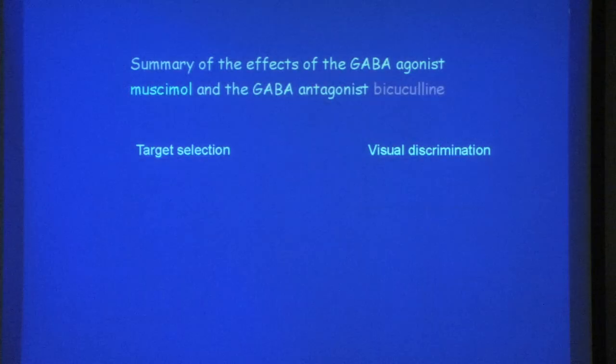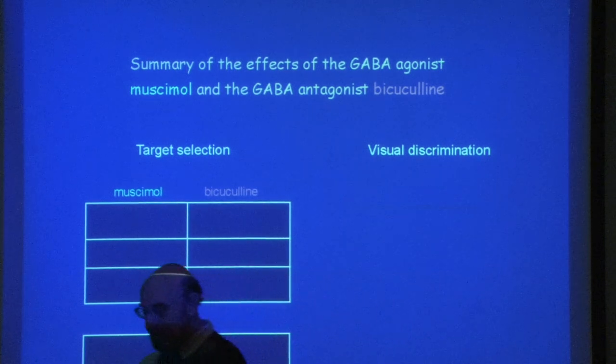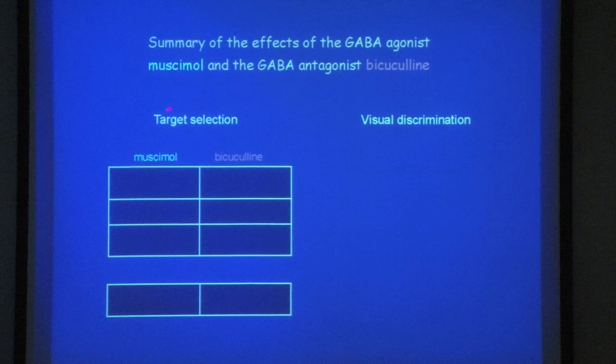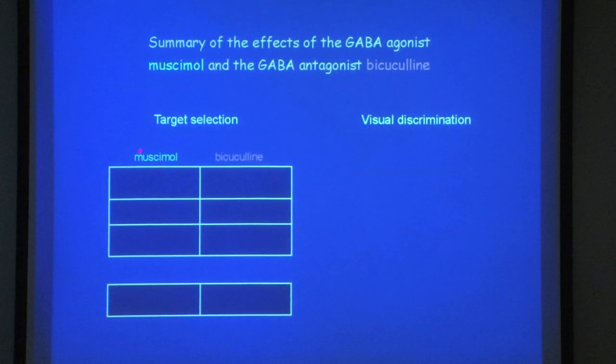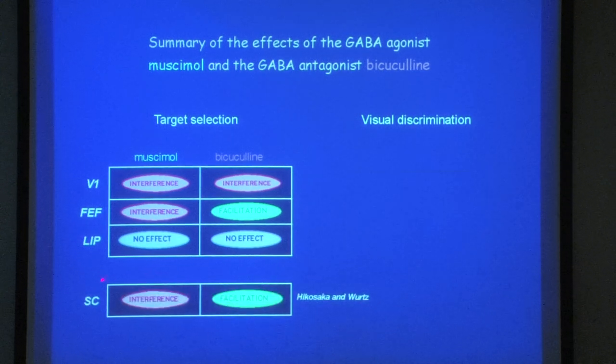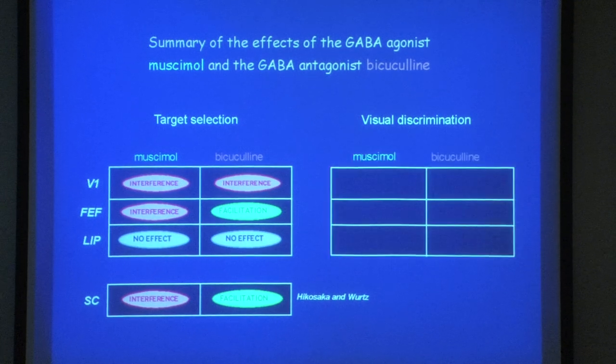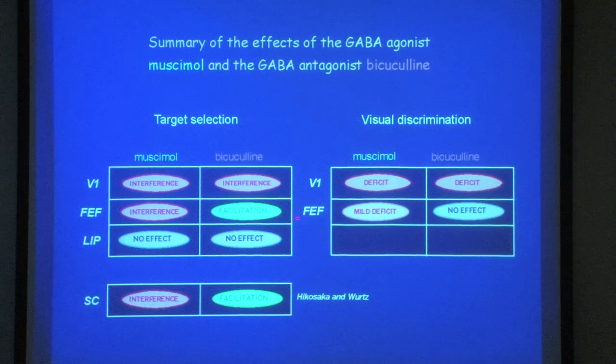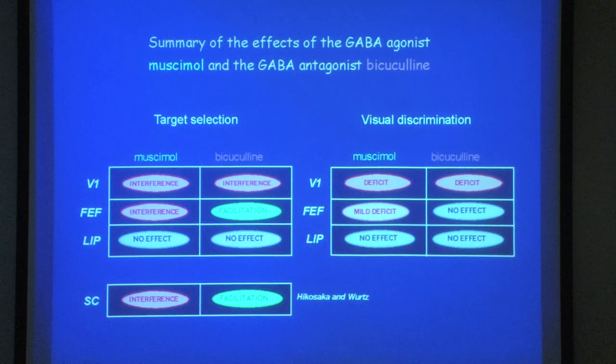So what this then says, to summarize, is the following. We talk about target selection, which was a two-target task, and the visual discrimination, which was the auditory task. And here we have muscimol, and here we have bicuculline. If you do that in V1 first, you get interference. You do it in the frontal eye fields, you get interference with muscimol and great facilitation with bicuculline, and LIP has no effect. And then just to remind you, it has already been shown by Hikosaka and Wurtz that you get interference and facilitation in the superior colliculus with these two agents. You do the same thing with visual discrimination. You get a major deficit in V1 for both, and you get a mild effect for both, or actually no effect really with bicuculline in the frontal eye fields, and no effect at all in LIP.